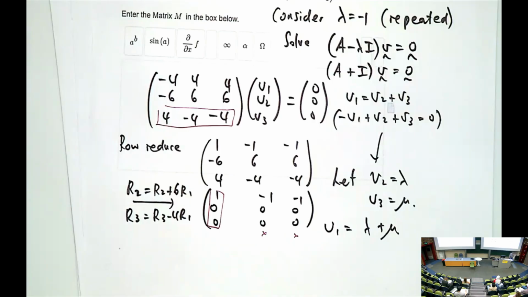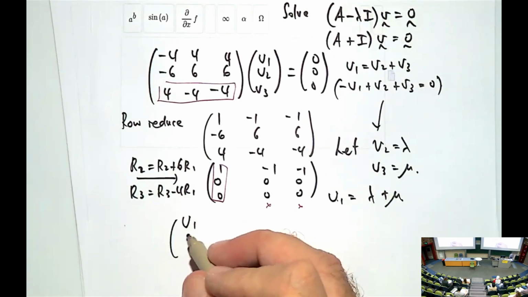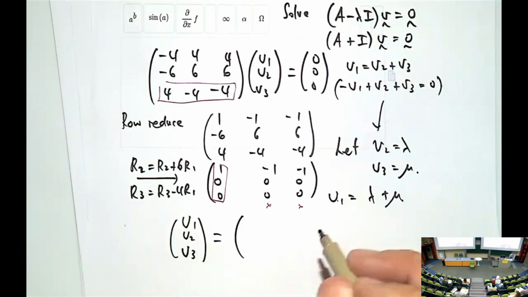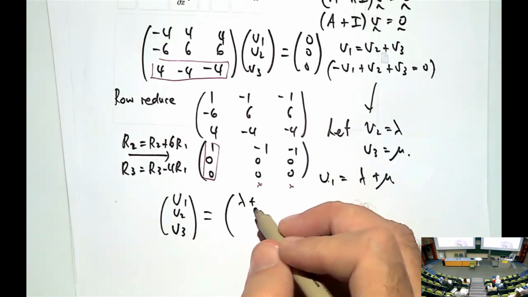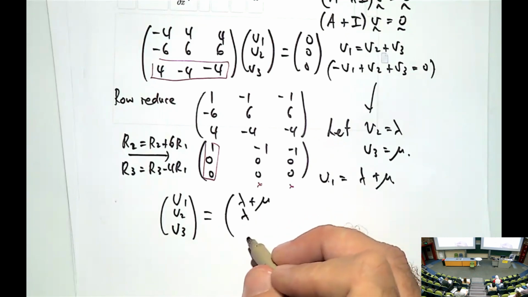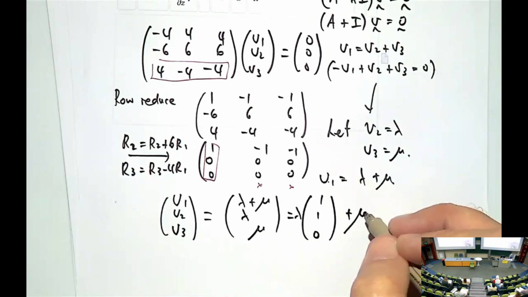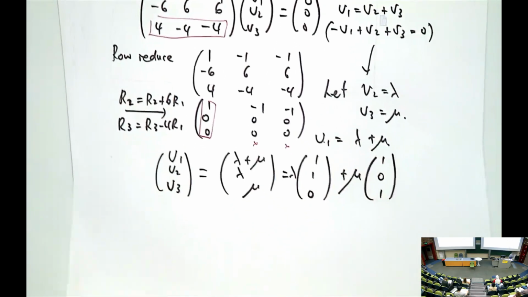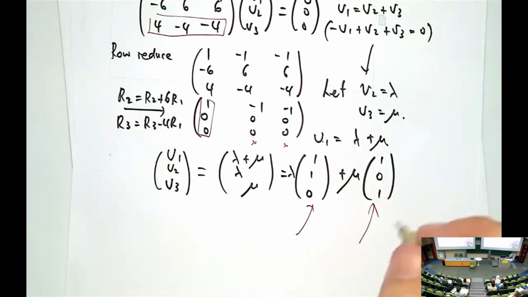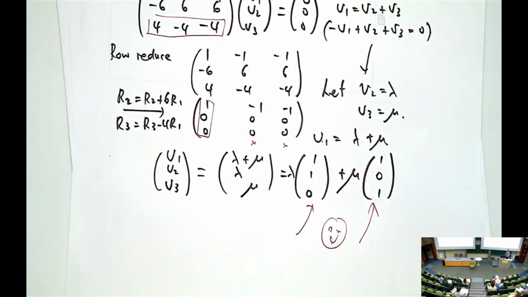So we write that all as a column now. V1, V2, V3. All right, almost done. And if you break that up, there are our two eigenvectors. Are they linearly independent? Yeah, you bet they are. So even though we only had one measly eigenvalue, we can get two things to give us what we want.